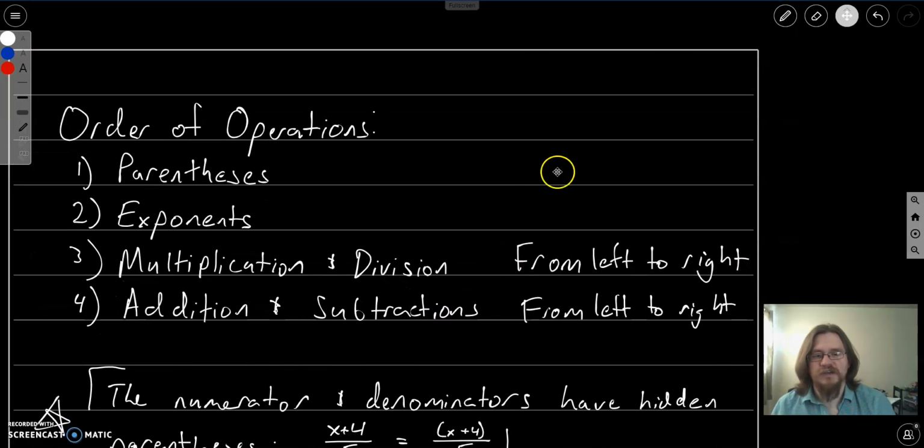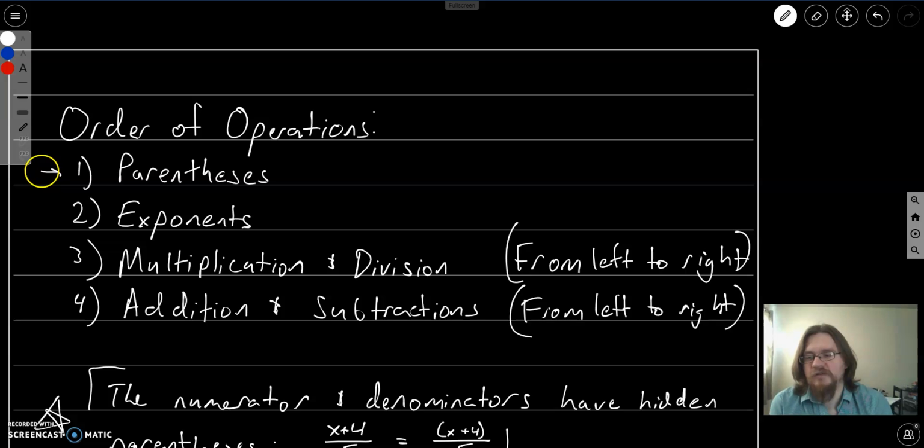So when we look at order of operations, we always want to resolve anything inside of parentheses first. The parentheses essentially mean do this first. So anything inside the parentheses, that's what we want to do. Next, we want to take care of any exponents that we see. Once we've taken care of all the exponents, once we've simplified all of those, then we do all of the multiplication and division.